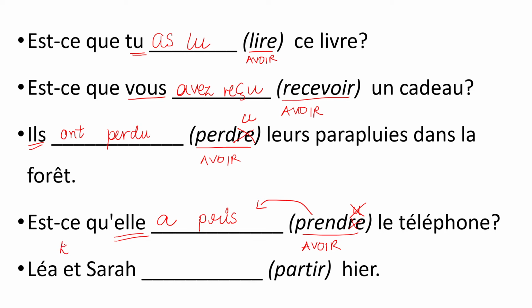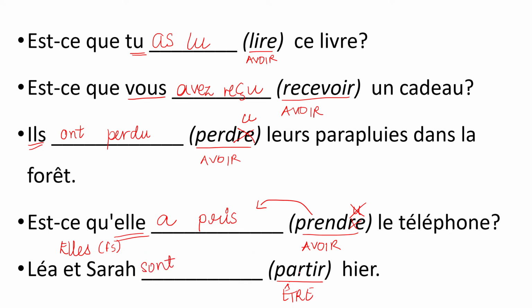Okay, now the last one here: the subject is Lea and Sarah. Two girls' names become elle, plural. Okay, feminine plural is your subject. Now, partir is a Dr. Mrs. Vandertramp verb. So the auxiliary you have to use is être, not avoir. So conjugate être for elles becomes sont.